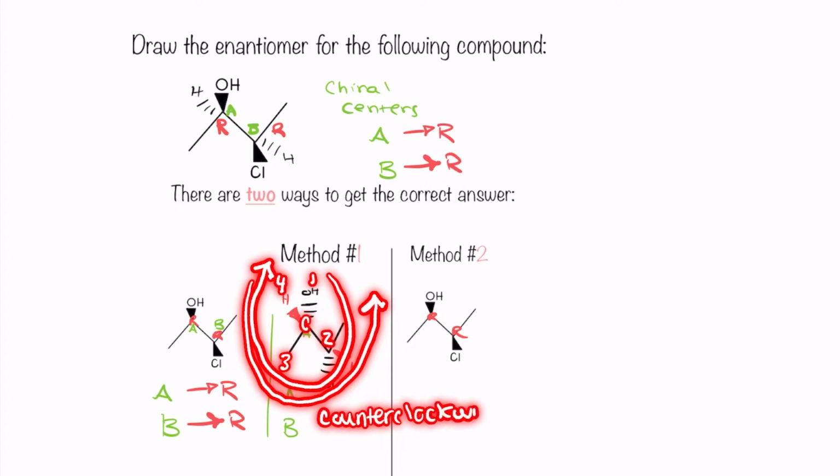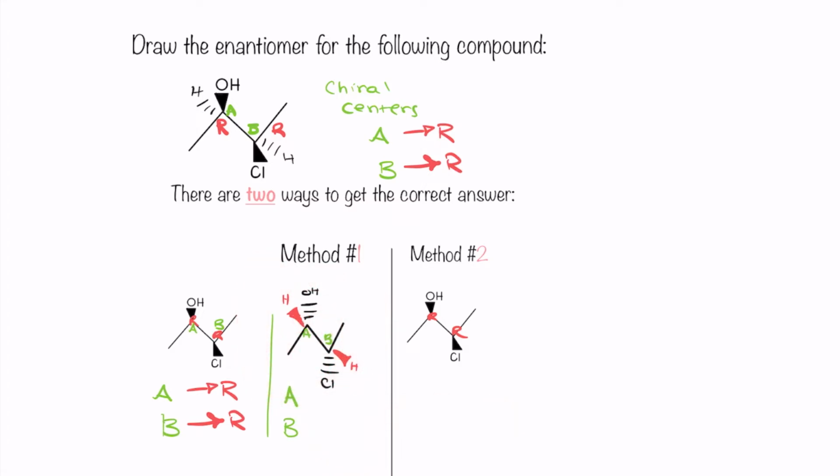And so if we're going counterclockwise, that means that we are going in an S configuration. So this guy right over here is S. And let's go ahead and calculate it for the second chiral center.